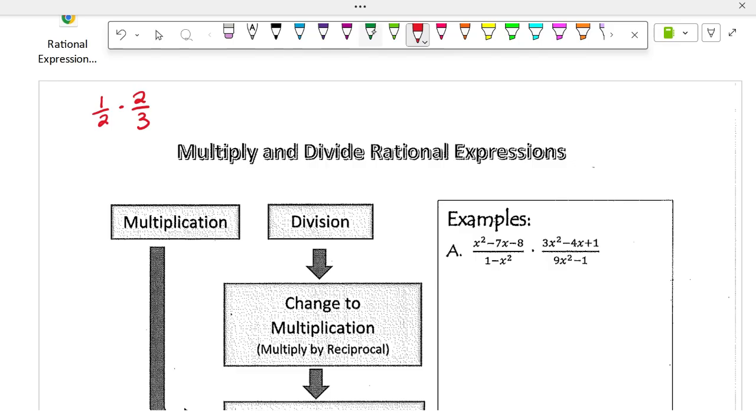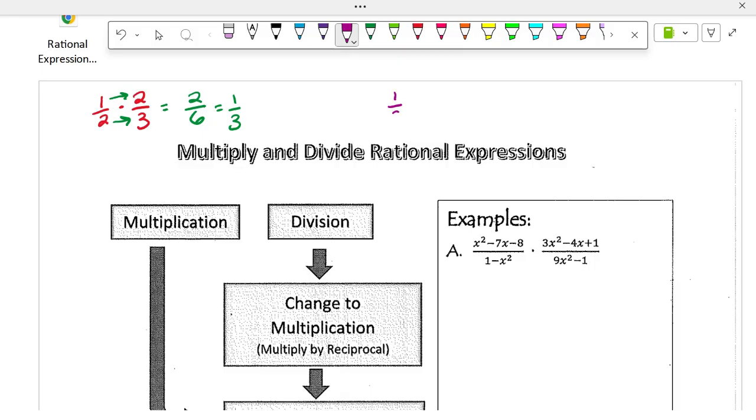So to multiply fractions, you multiply straight across. So numerator times numerator, denominator times denominator. So this would be 2/6. Then you simplify if needed, it's 1/3. All right, so multiplication, you multiply straight across.